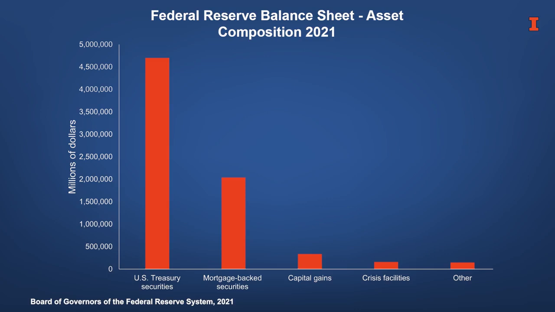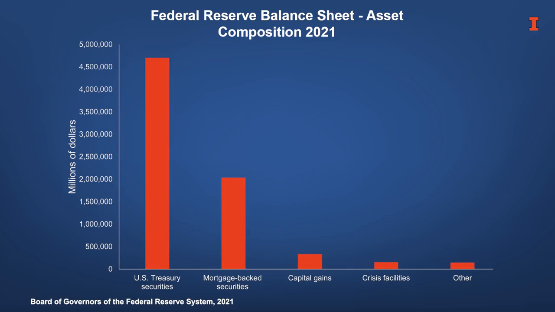Second, the list of items has changed too. Now we see mortgage-backed securities and crisis facilities showing up. The largest item is still US Treasury securities, worth over 4.6 trillion. In addition, the Federal Reserve held mortgage-backed securities, that is, bonds backed by mortgages from government-sponsored enterprises, worth over 2 trillion. These bonds are guaranteed by the US government. So government securities accounted for over 90% of the balance sheet.